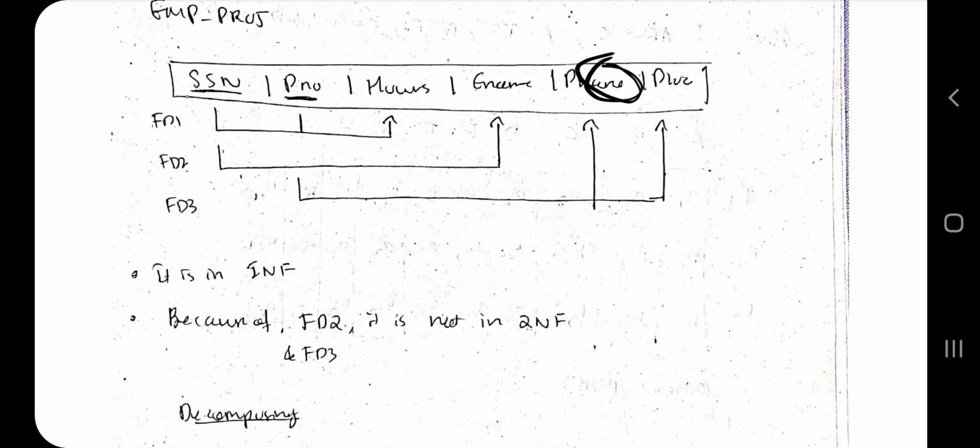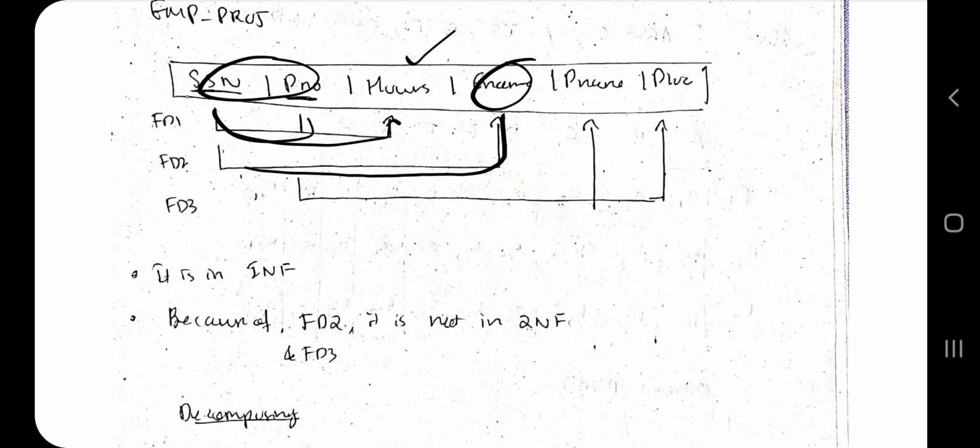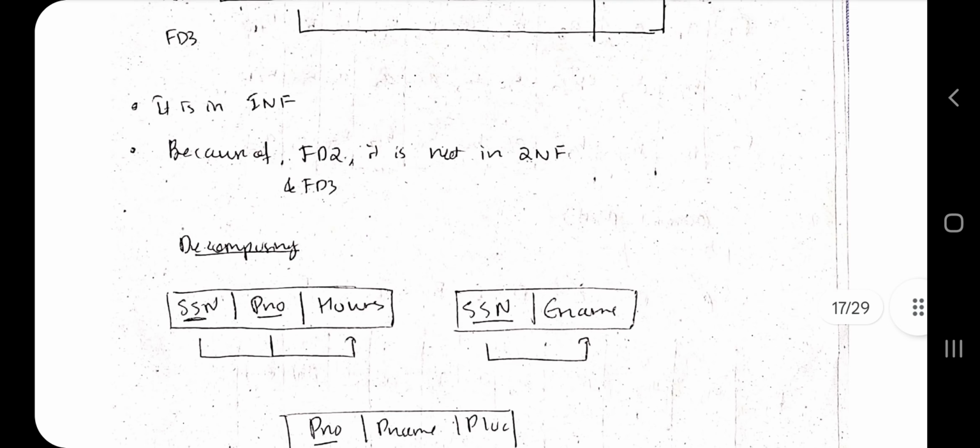So that means it's in 1NF. Second thing: is it in 2NF or not? Which are the primary keys? The primary keys are SSN and P number. This goes to R, so R is okay. What about ename? Ename is just coming from SSN. That's not valid, so we have to separate it.